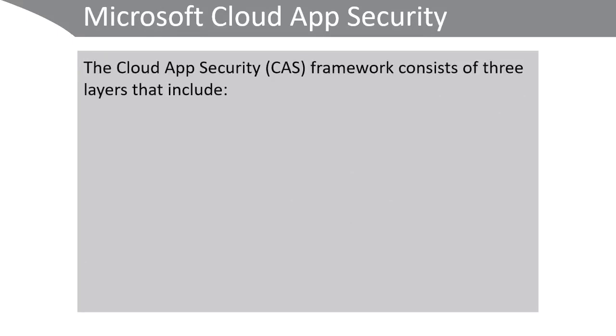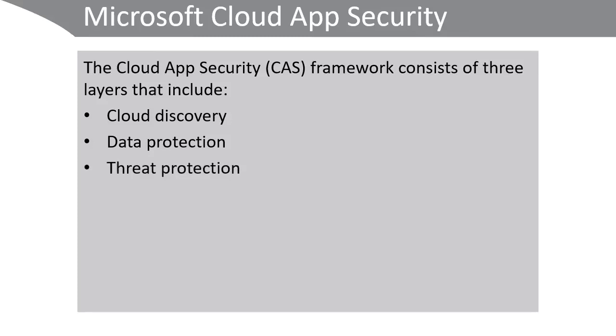Microsoft Cloud App Security is a framework consisting of 3 layers that include Cloud Discovery. This layer is concerned with the discovery of cloud usage within your organization. Data Protection. This allows you to monitor and control your cloud data by establishing visibility, enforcing data loss prevention policies, alerting and investigating data. And Threat Protection. Once you have visibility, you need to look for and detect abnormal use and identify any security incidents.